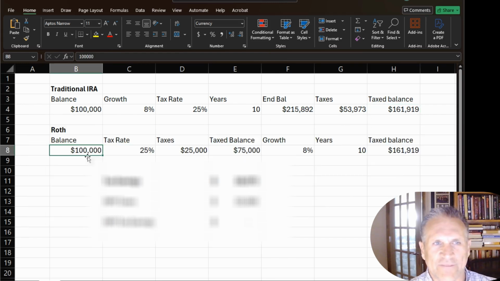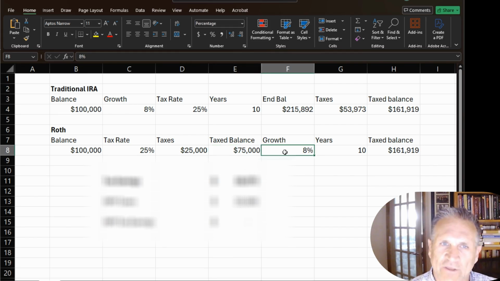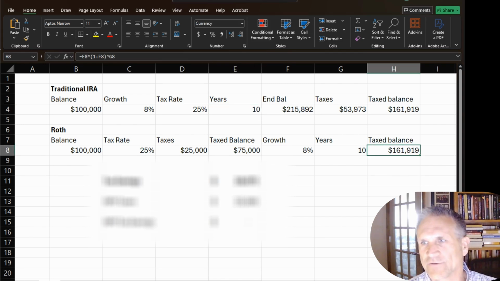If I move that into a Roth, I take that $100,000, and to make the analysis apples to apples, we need to keep dollars consistent. Now, in a true Roth conversion recommendation, we would never recommend that we pay the taxes from the balance, but to avoid skewing the analysis by introducing new dollars, we need to use what we have. $100,000 taxed at 25% introduces $25,000 of taxes, so I have a balance in the Roth of $75,000. Now I grow that at 8% for 10 years. That's the same projection as we did on the traditional IRA, leaving us an end balance of $162,000. This should not be a surprise.